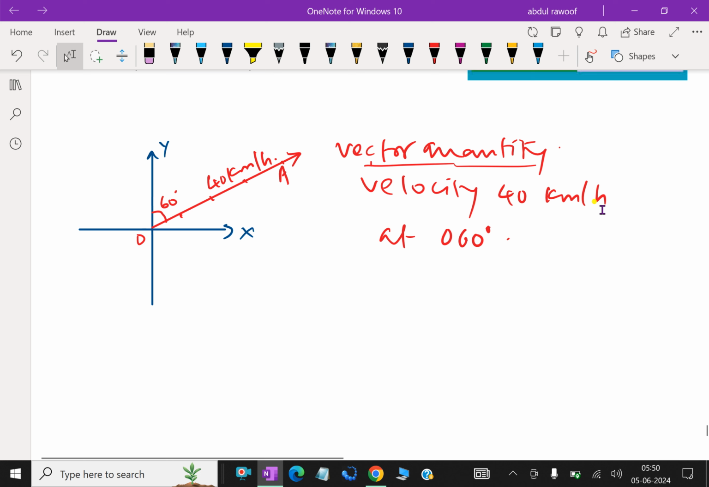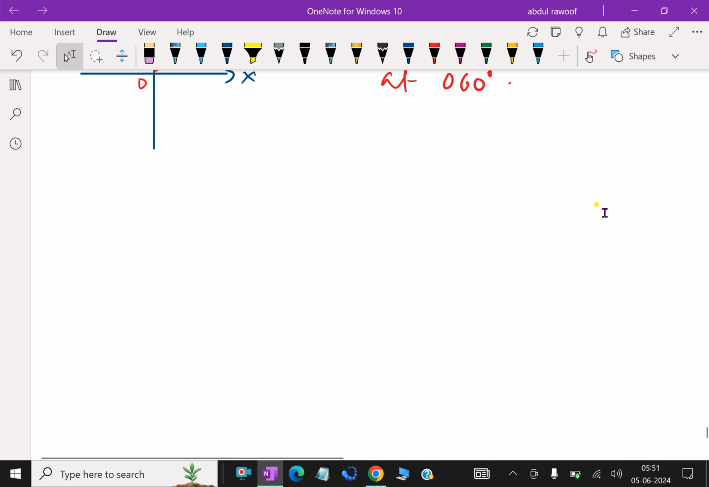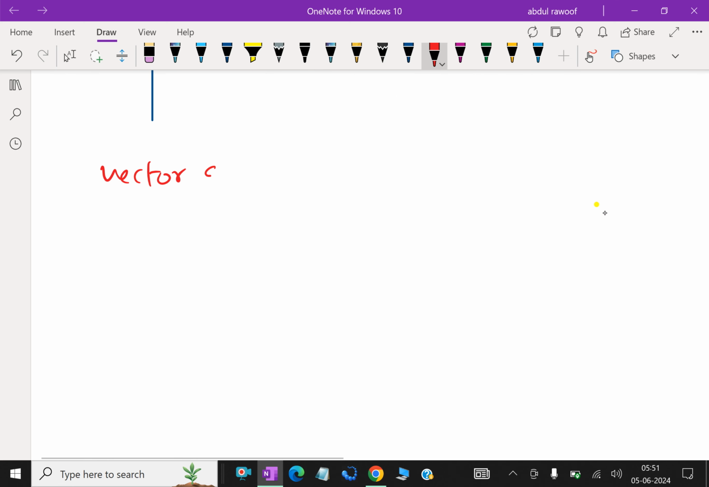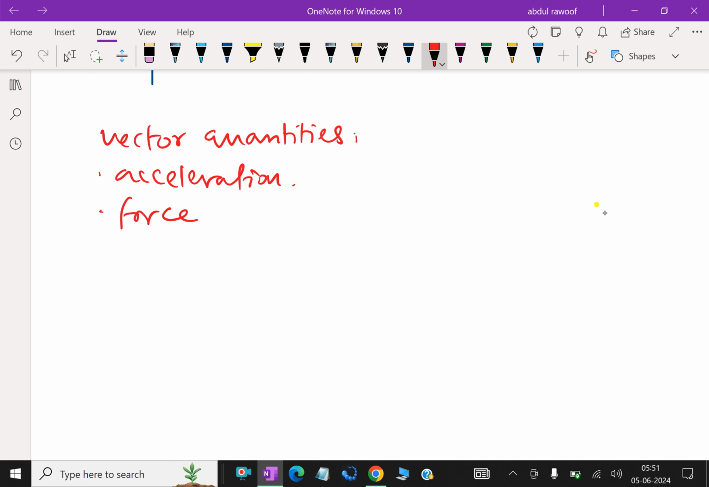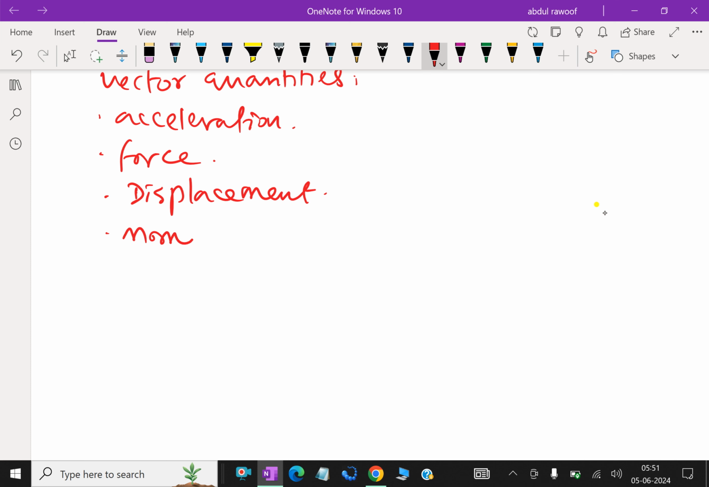That means we can define a quantity which has only magnitude as a scalar. A quantity which has both magnitude and direction is called a vector. Examples of vector quantities are acceleration, force, displacement, momentum, and weight. These are some vector quantities.